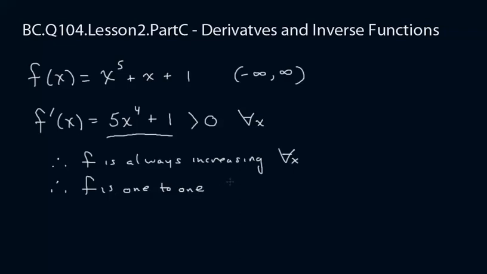F is 1 to 1. And when f is 1 to 1, we say, therefore, f has an inverse function. The inverse is a function. So that's what I'd like to see. Now, you could find that the derivative is always negative, then f is always decreasing. F is still 1 to 1 in that case, and then f has an inverse function.